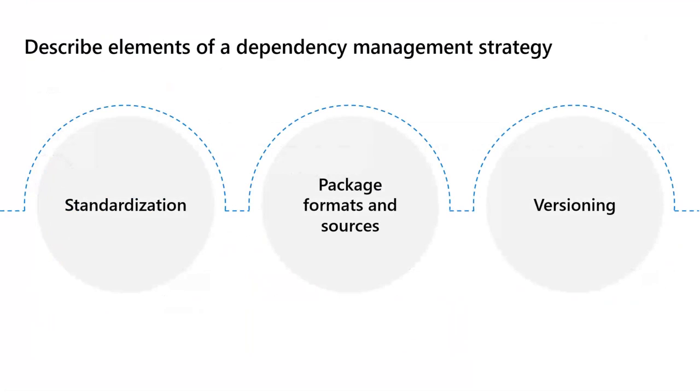So what are the elements of our dependency management strategy? First of all, we need to create a standard. Then we need to give a package format and sources, and we need to create different versions. One thing that is very important to mention is that every time a new package is uploaded, a new version will be created. Keep in mind that each package is immutable, all right? So we cannot update an existing package. The only thing that I can do is to create a new version. So by creating a new version, it's like updating, but I cannot modify an existing version.